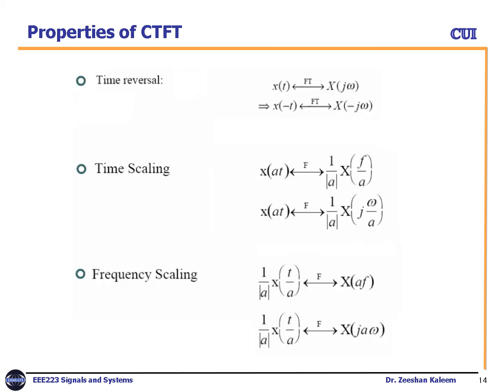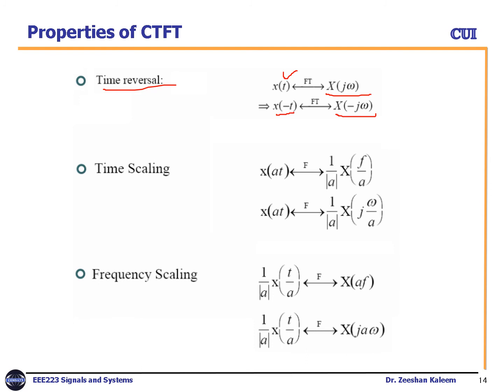There are some other properties. One is called time reversal. Time reversal means that if you have x of t, you take the Fourier transform and you get X(j omega). However, what will happen if you time reverse the original signal to x of minus t? Then the Fourier transform of that signal in the frequency domain is also reversed, X(minus j omega).